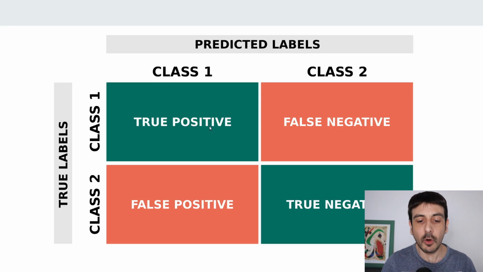The number we will have over here, the true positives, is how many samples of this class, the class number 1, were classified as the class number 1. Then this other number, the false negatives, means how many samples of the class number 1 were classified as the class number 2. Then the false positives means how many samples of this class, the class number 2, were classified as the class number 1. And the true negatives means how many elements of the class number 2 were classified as the class number 2. This is going to be much more clear later on because I'm going to show you a couple of examples of how to compute a confusion matrix.